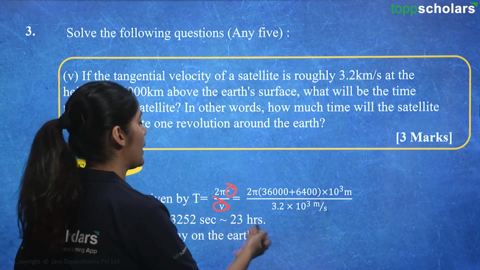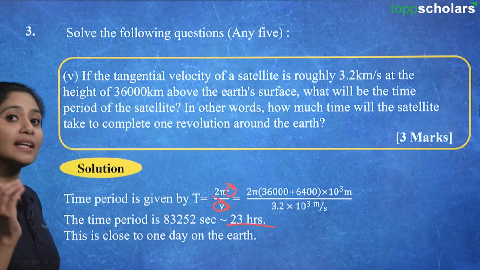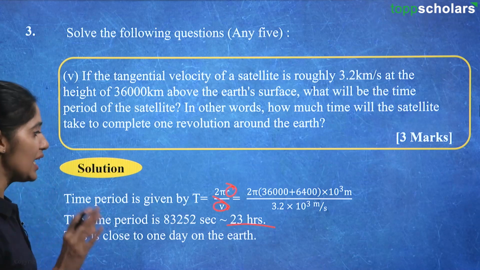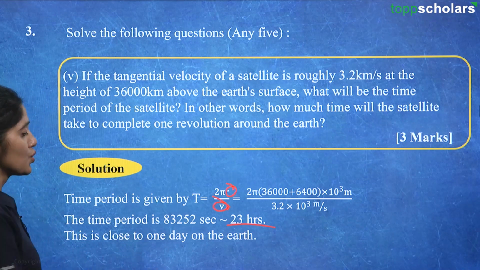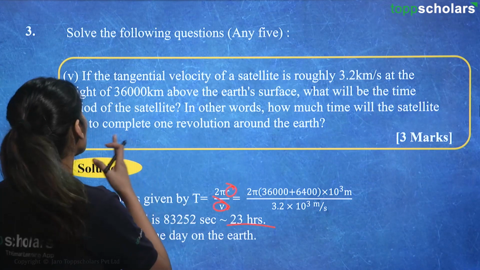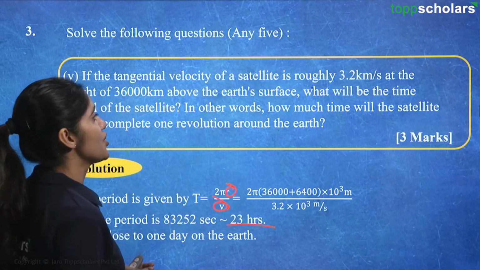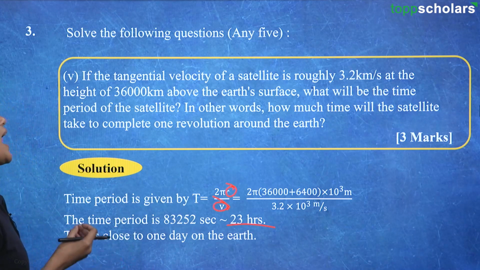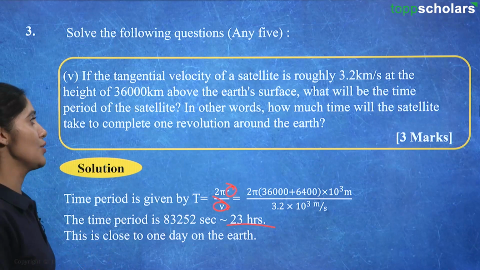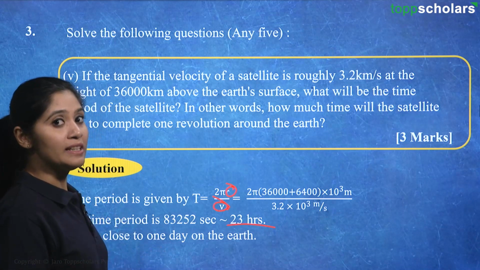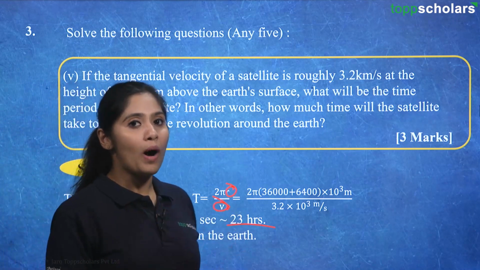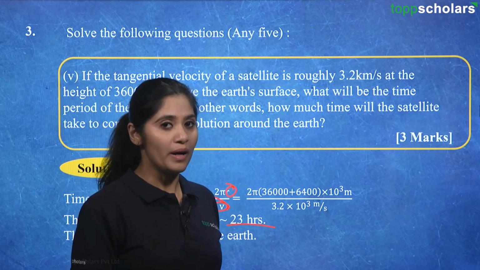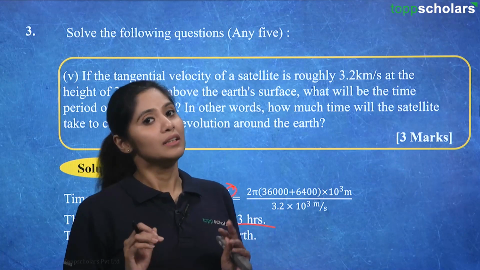That is going to be 23 hours, which is nearly a day. Just 1 hour less than a day. So this is close to 1 day on Earth. So if this is the tangential velocity and it is orbiting at the height of 36,000 kilometers, then it will take less than 1 day to complete one rotation around the Earth.